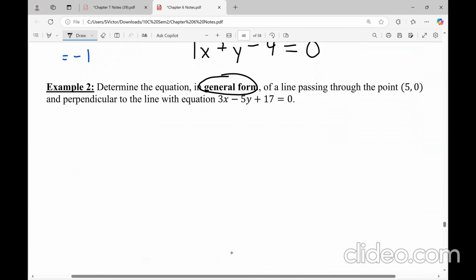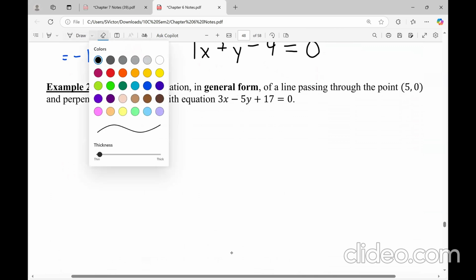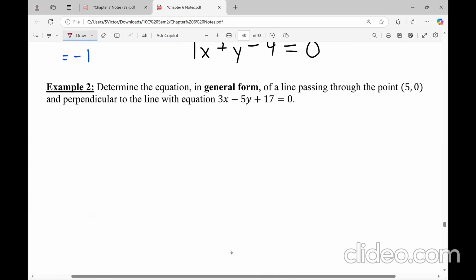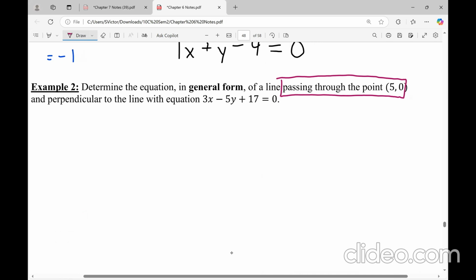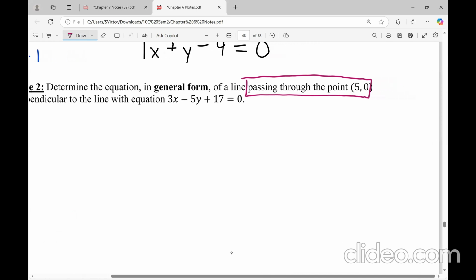Now we can kind of break it down a little bit into our clues. So our first clue is that it is passing through the point 5, 0. Now I want you to think about, is this our y-intercept or not? If you're not sure, do a quick little sketch. 5 and 0 means my x is 5, so I'm going over 5, and my y is 0. Is that a y-intercept? It's not a y-intercept. That's an x-intercept. So I have a point, but it is not the y-intercept. So I'm going to have to be using my slope point form.